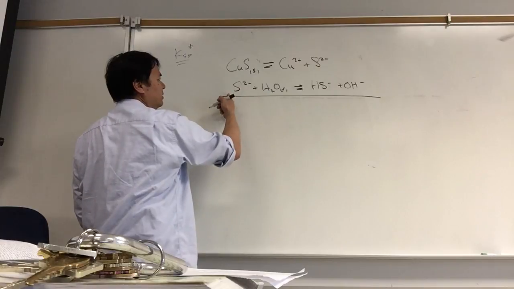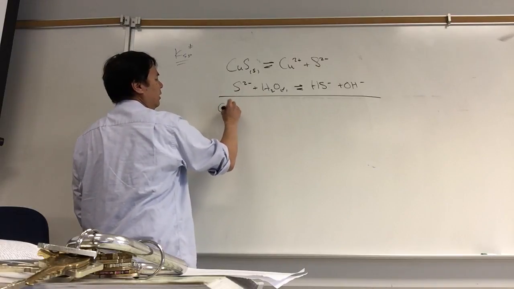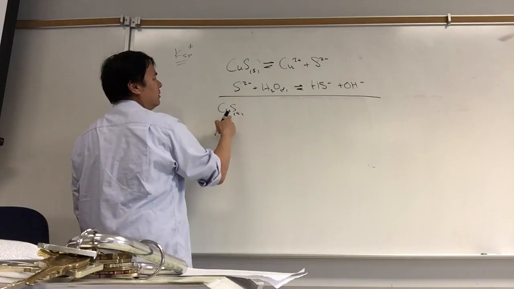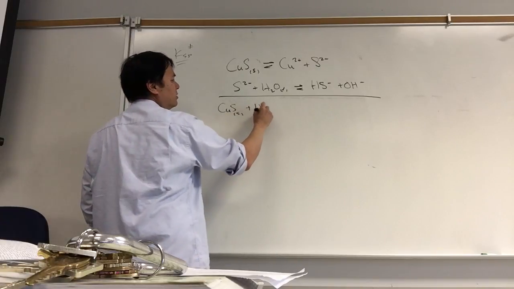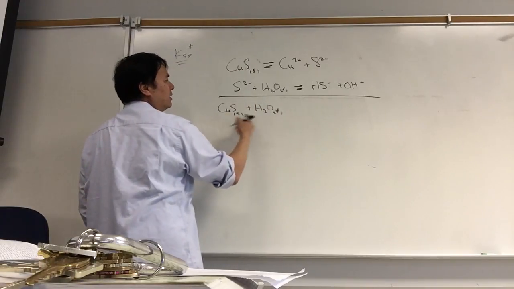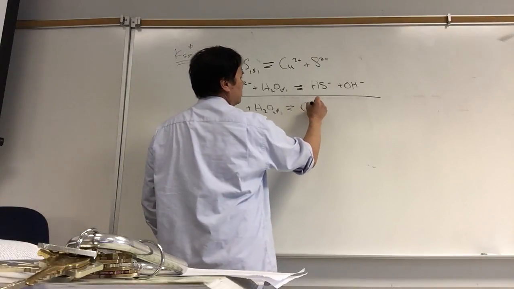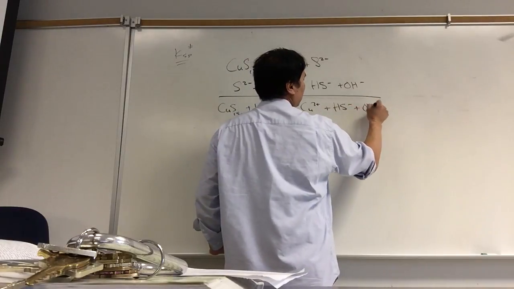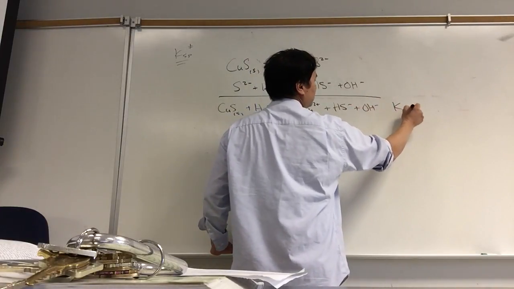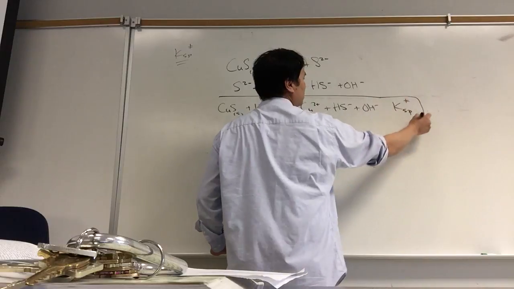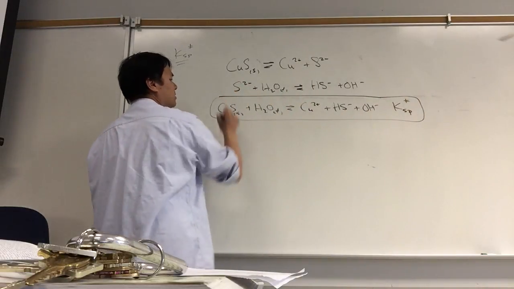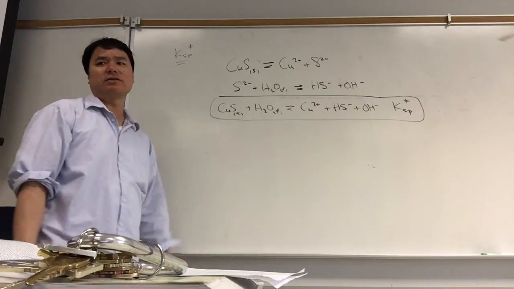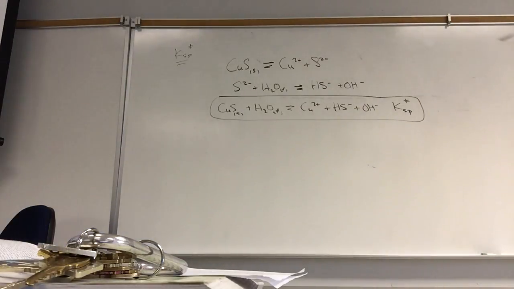What we do with this is combine these two equations. The copper sulfide solid is going to need a water to react with the sulfide that's being generated in this equation. So this is the Ksp equation for this. It turns out all sulfides are like this because all sulfides contain sulfide. Sulfide is a powerful base, and it will react with water. So this is Ksp double dagger.